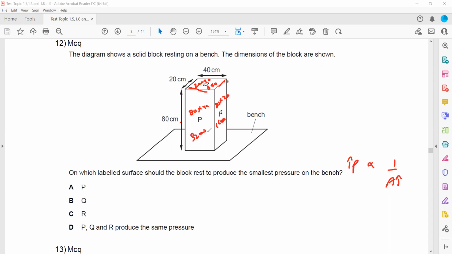The side which has the least area will exert the most pressure, and the side which has the largest area will exert the least pressure. So P has 3200, so it will exert the least pressure on the surface.